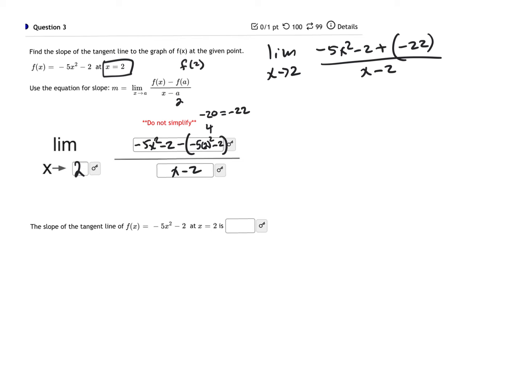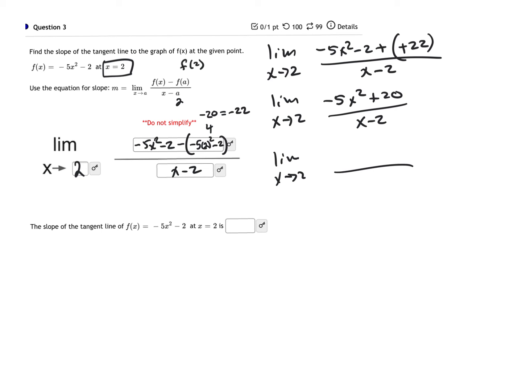Well, minus a negative is adding the opposite, so that's like saying we have a positive 22. So I have the limit as x approaches 2 of negative 5x squared. Negative 2 plus 22 is going to be plus 20 over x minus 2. So then we're going to do the limit as x approaches 2. I have to factor out something that will give me a factor of x minus 2 on top. So I know I'm going to have to, let me back up here. That's not entirely true. Let me back up here just a little bit.